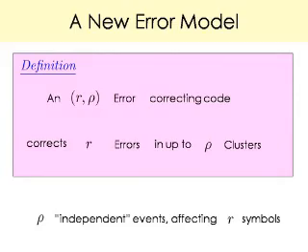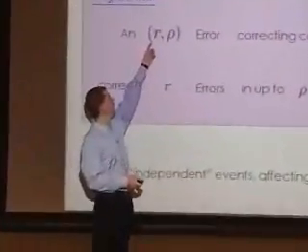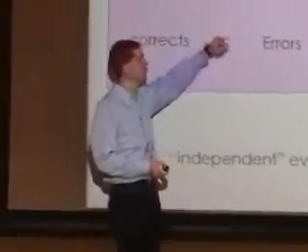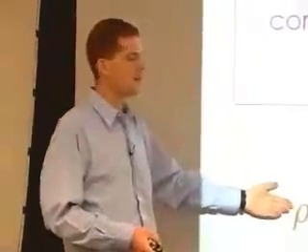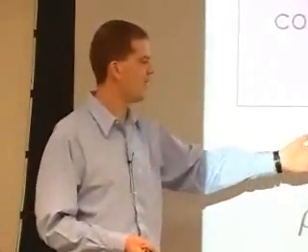Now the error model: we characterize the correction not just with R, the number of failures, but with rho as well, how many clusters the failures occupy. And the motivation, again, is that rho independent events are likely to affect only rho clusters with potentially more than rho devices, and for that we have R. Is the model clear, what we want to achieve?